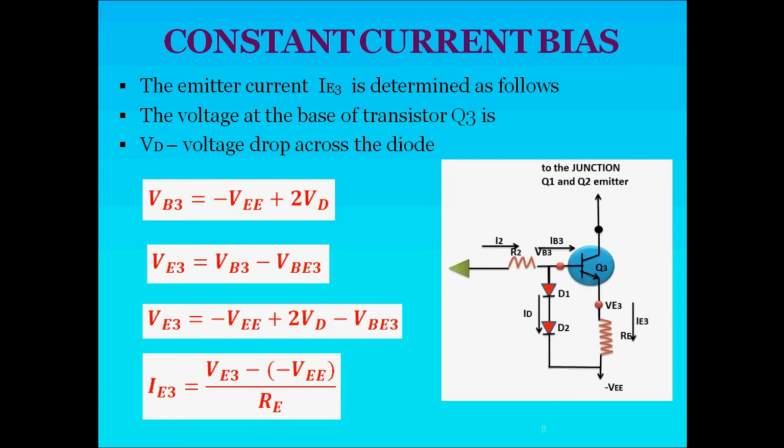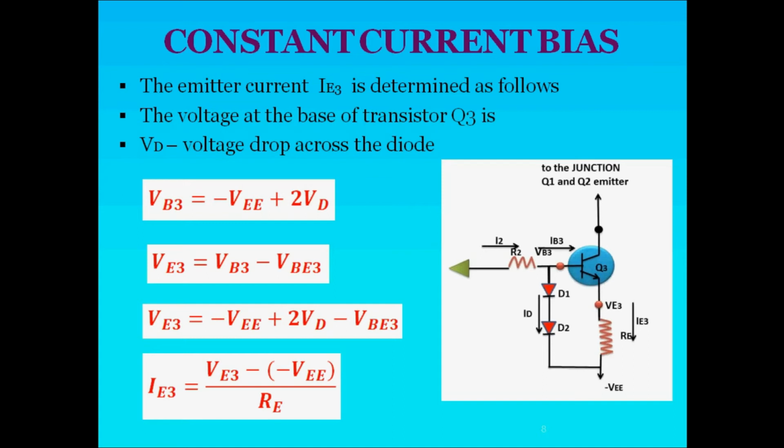Okay. So now we'll see how this will be maintained. We know that the voltage at the base VB3 is minus VEE plus 2 times VD. From this we can find out, the input signal source is minus VEE that we have provided here. So because of this minus VEE, voltage will be available at the base of transistor Q3, and there are two diodes. If we consider VD is the voltage drop across one diode, then VD plus VD is 2VD voltage drop. So minus VEE plus 2VD is the voltage available at the base.